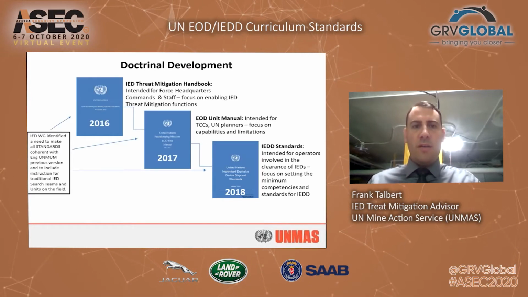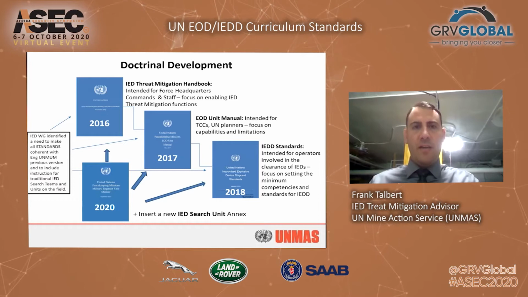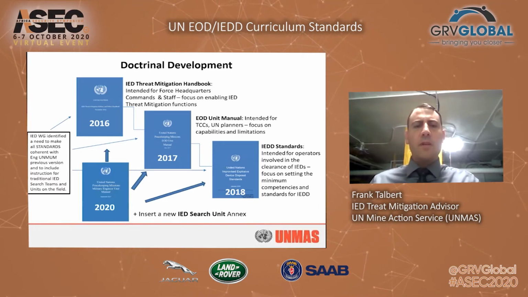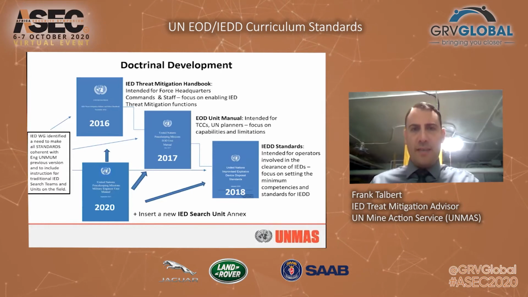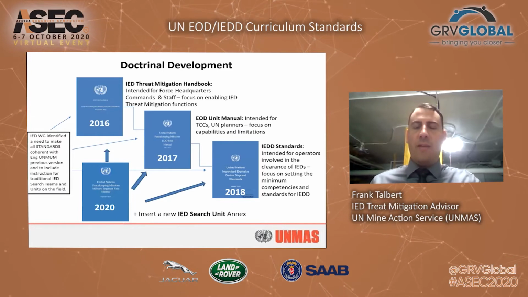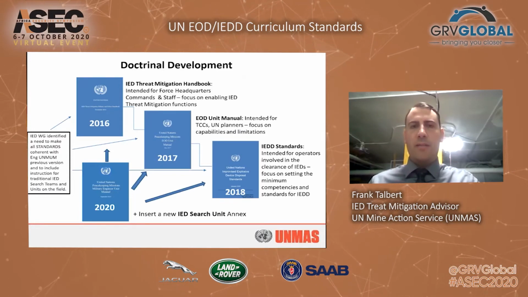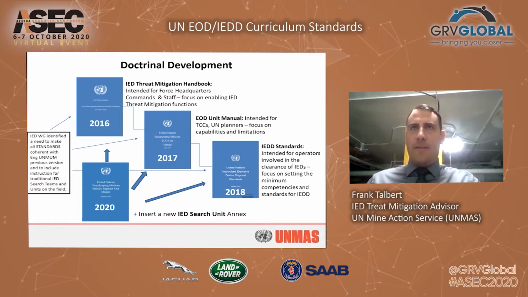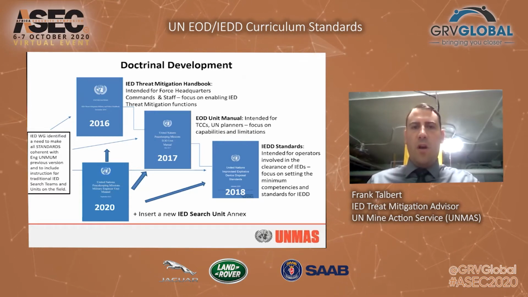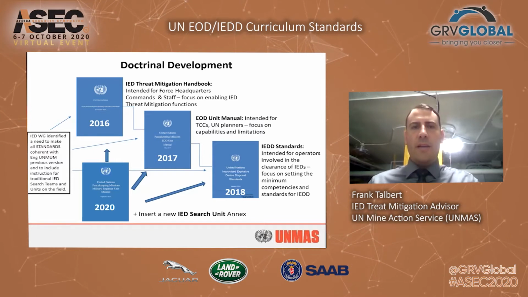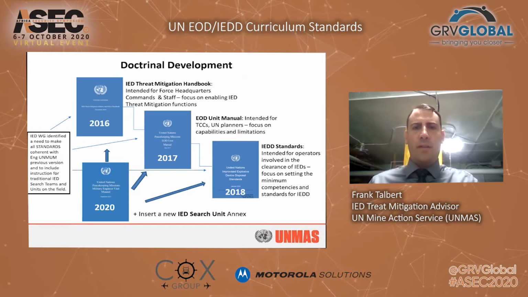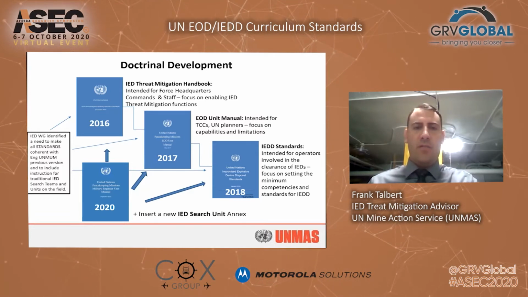To start, in 2015, the UN created its first Engineer Unit Manual. In 2016, the UN created the IED Threat Mitigation Handbook. And from there, it was quickly realized that the development of all IED threat mitigation doctrine and following curriculum needed to be aligned and synchronized.